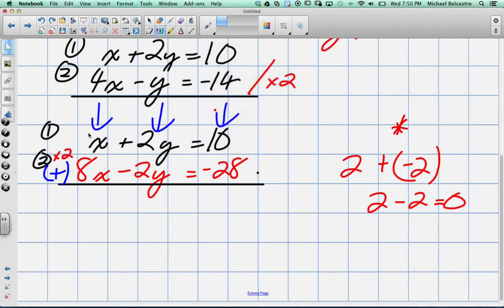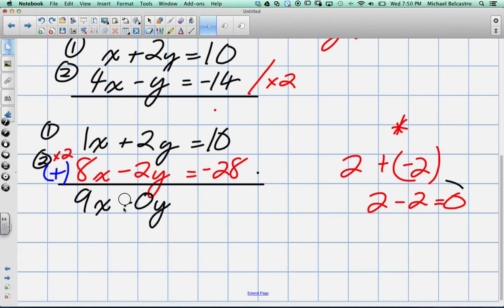So because there's technically a 1 here, what is 1x plus 8x going to be? 9x. Excellent. Positive 2y plus negative 2y, what's going to happen? And we talked about it. 0. Now, I could technically write this as 0y, but 0 times anything is 0, so it kind of eliminates itself.